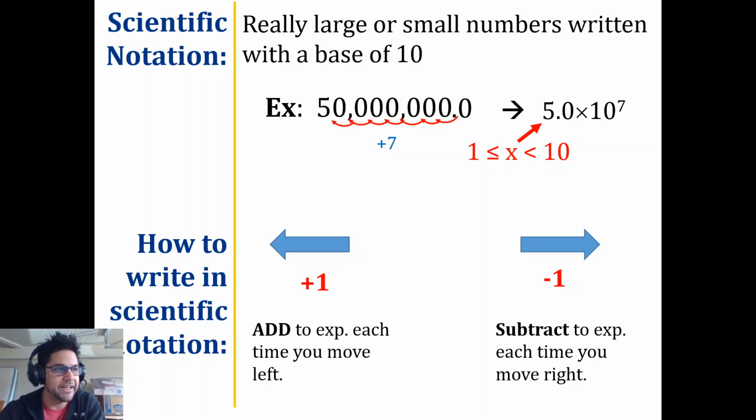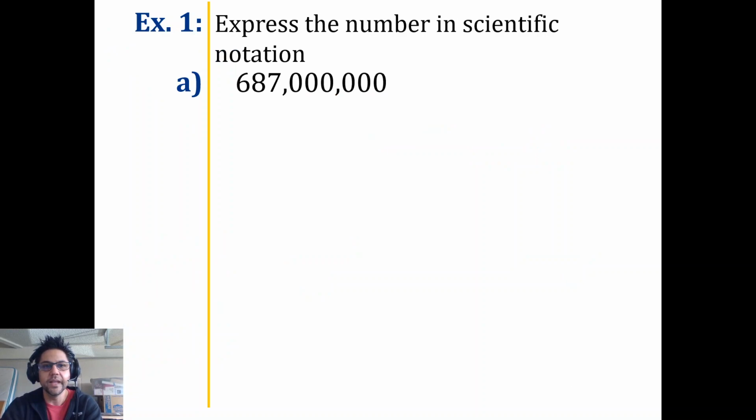So a 10, a 150, a 3,200,000. But a small number is going to start with 0. So it's like 0.005, something like that. So we're going to go ahead and just do a quick few samples here. Follow along the best that you can.